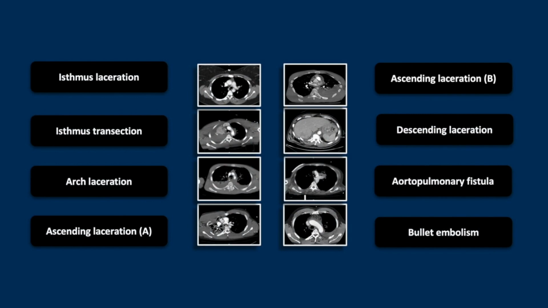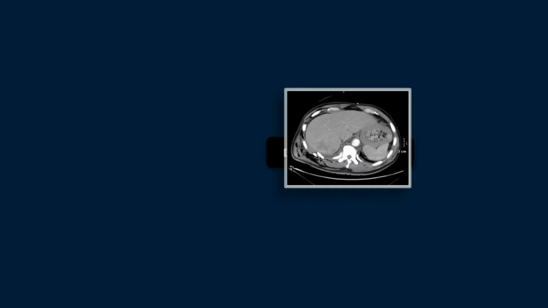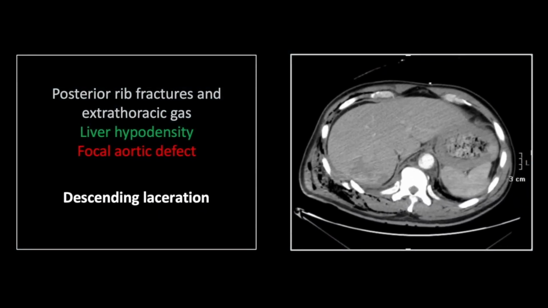Our next case is of a descending aortic laceration at the diaphragmatic hiatus. Even on soft tissue windows, you can see the rib fractures and extrathoracic gas, consistent with the presence of a pneumothorax. There is an ill-defined hypodensity in the right liver lobe, consistent with contusion or laceration. But the important finding here is this semilunar contrast collection within the wall of the aorta, consistent with a contained laceration. Note also the significant retrocrural stranding.